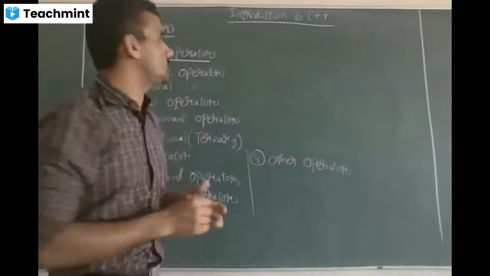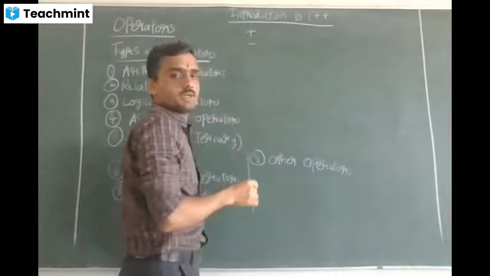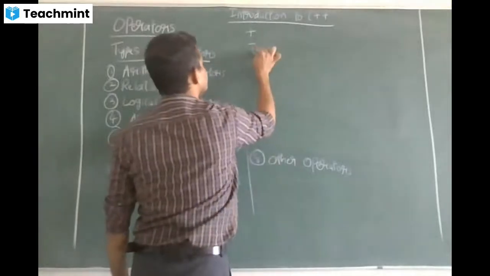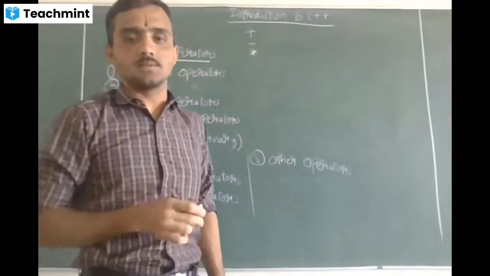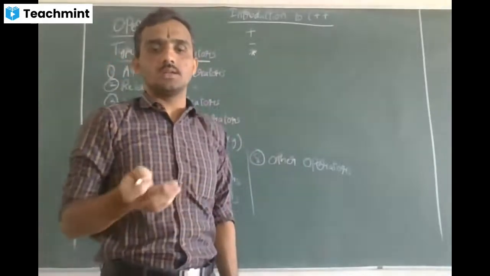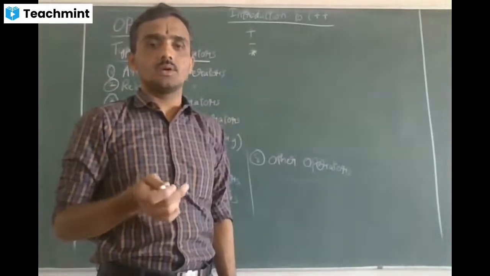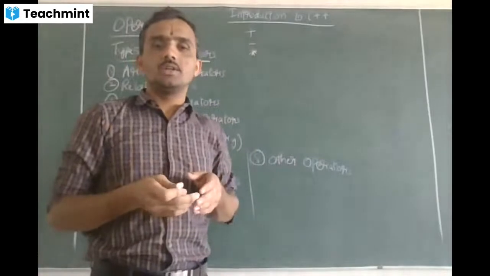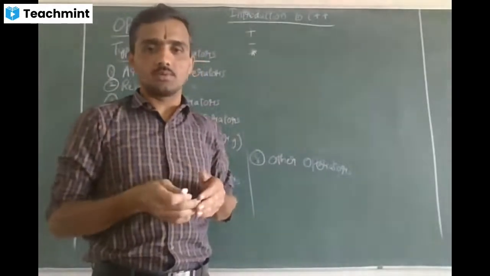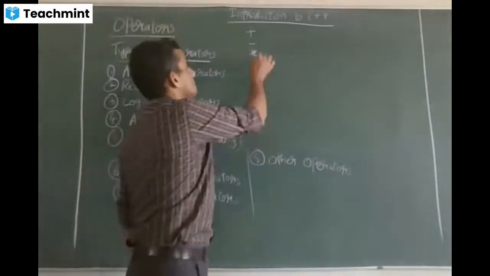For addition, we use the plus symbol. For subtraction, the minus symbol. Then for multiplication, the star symbol. In computer science, we have to use the star symbol. When you use a calculator on a mobile or computer, you might have seen this star symbol. In programming languages we have to use the star symbol only. We should not use the X symbol from mathematics. This is for multiplication.